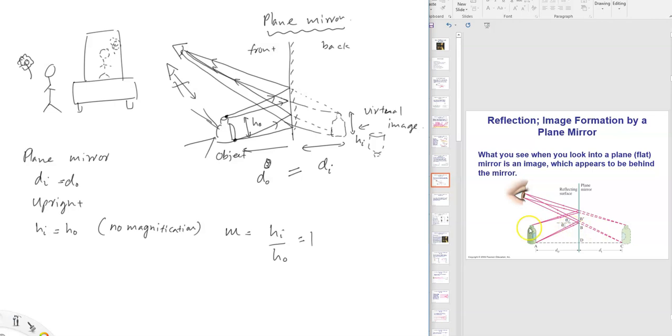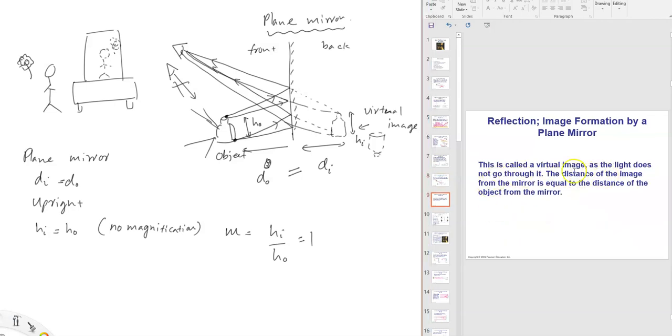Okay, let's see what else we have. It's called a virtual image, as light does not go through it. The distance of the image from the mirror is equal to the distance of the object from the mirror, so DI equals DO.